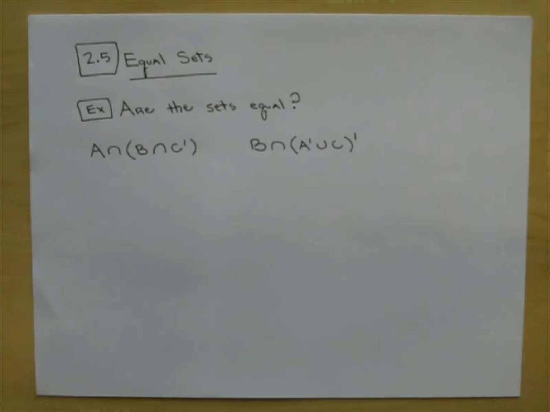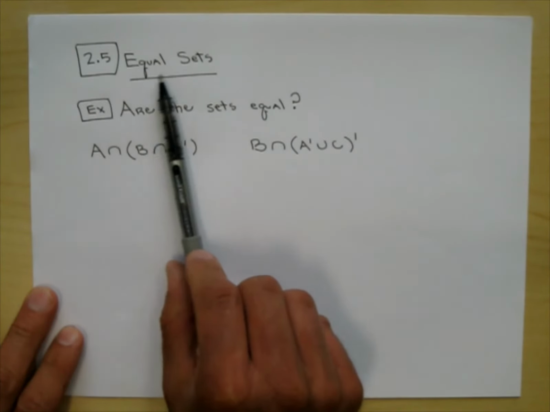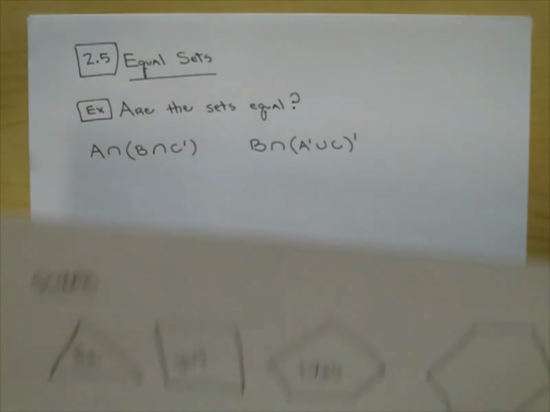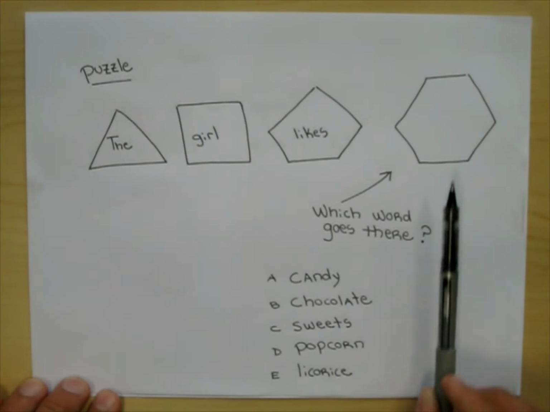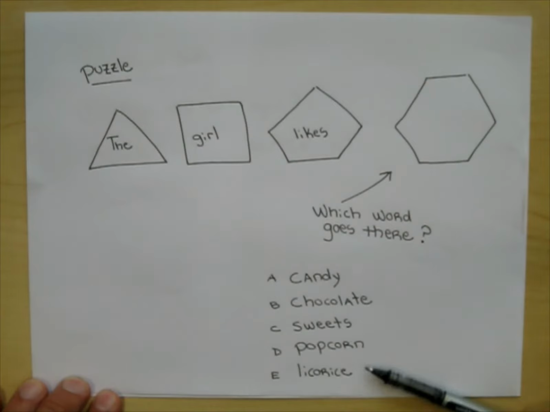Math 230, Cuesta College. I'm Joe Vasta, and we're covering a very short section. We'll only be doing this one example. It's called equal sets. The puzzle for this video, even though it's a short section, I'll still do a puzzle. See if you can figure this out. Which word goes there? The girl likes, it's multiple choice, so only one is the correct answer.